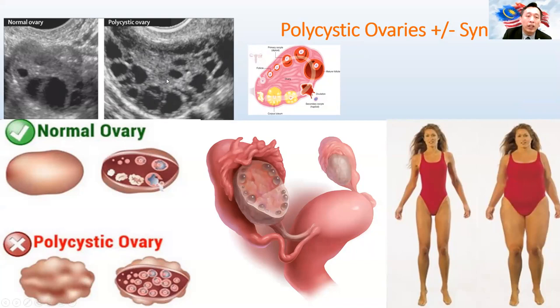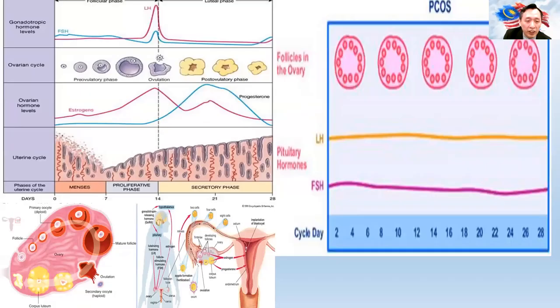If you look at this animation here in the center, you can see that there are a lot of small follicles inside the ovary, which are not mature. On the other hand, if it's a normal ovary, there should be less than 10 follicles there, and all the follicles are at different stages of maturity.